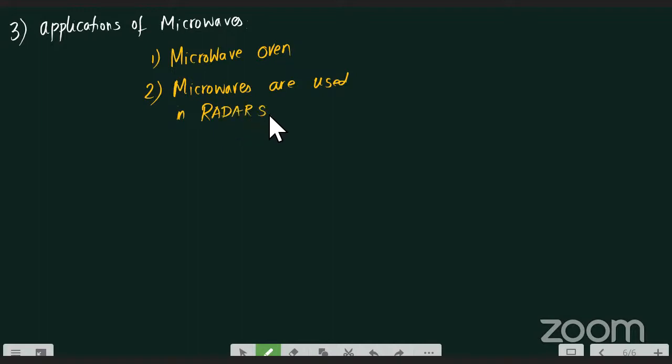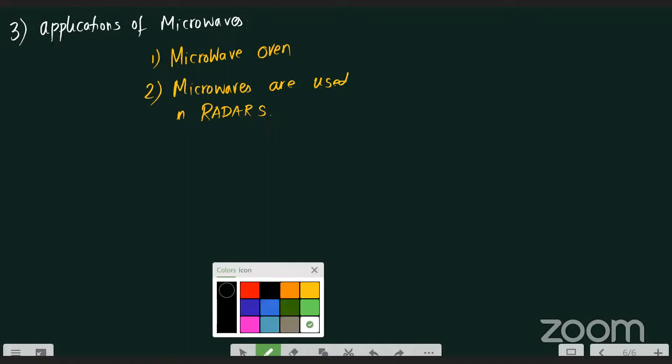Microwaves are used in radars. So what will be our next question? Why do we use microwaves in radar? Where will these radars be used? Radars will be used in air navigation. So let us move on to the next question. What is the fourth question?